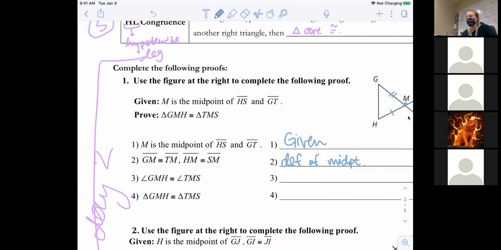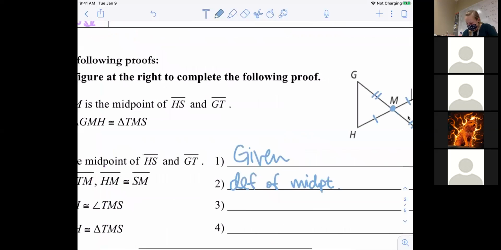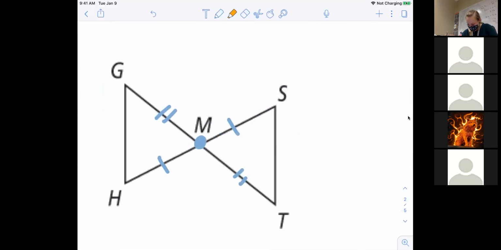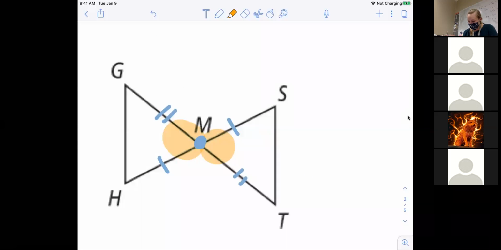Then it says angle GMH is congruent to angle TMS. Let's go find those. GMH right here. TMS is right here. What do we call that? Vertical angles. And what would my statement be in a proof? Vertical angles are congruent. Very good.